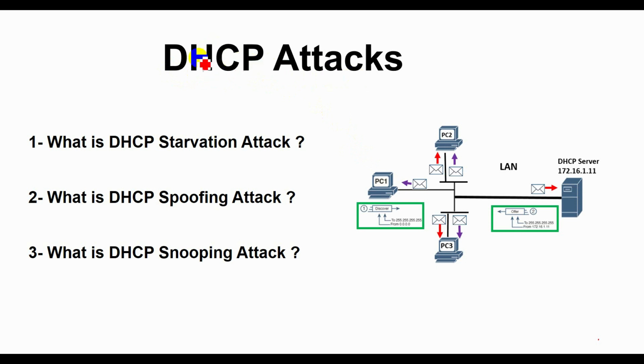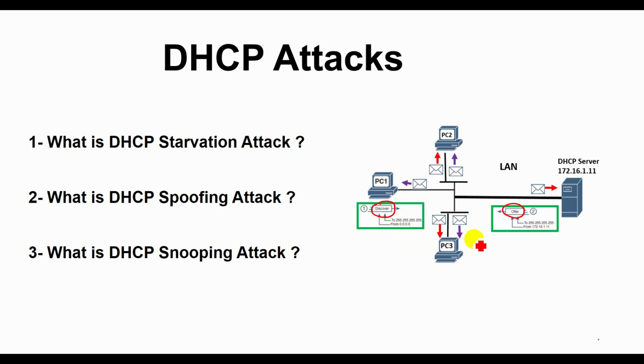DHCP, or Dynamic Host Configuration Protocol, is used to assign IP addresses to machines within any network automatically. Administrators do not need to assign IP addresses to machines manually. To assign IP addresses, DHCP makes use of DORA packets, which stands for Discover Message, Offer Message, Request Message, and Acknowledgement Message respectively.